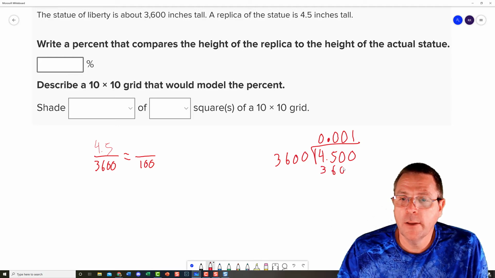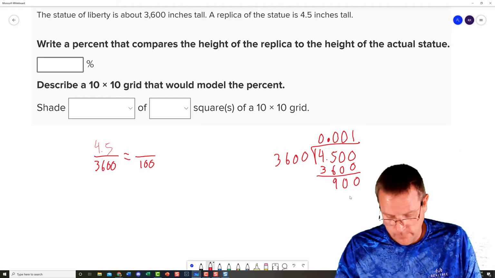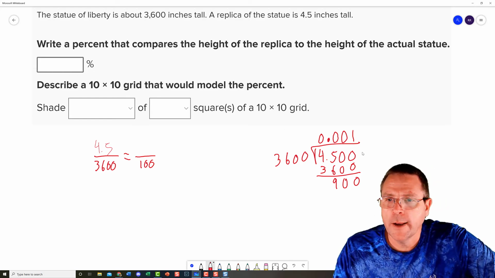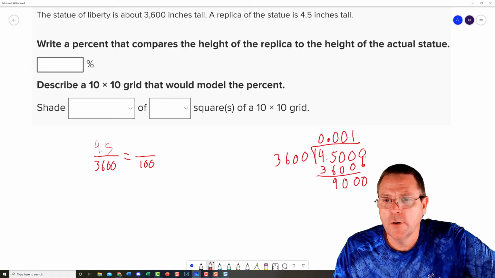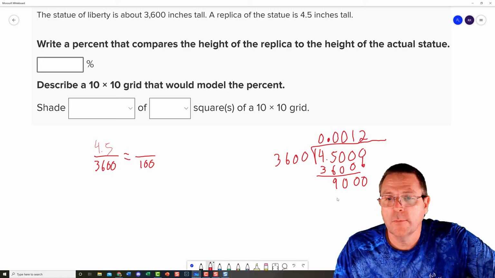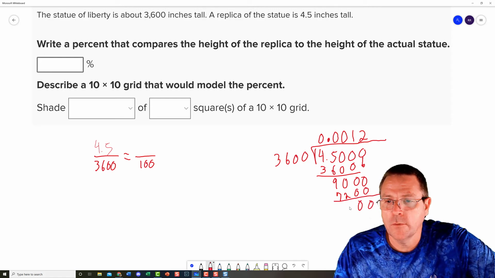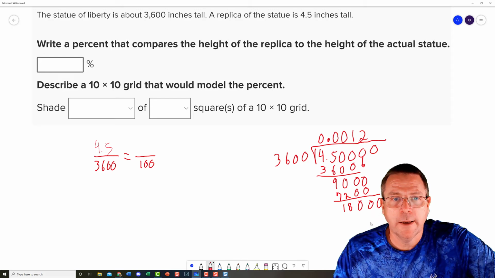You multiply that, you get 3,600. Subtract that out, and you're going to have 900 left over. From here, we're going to annex in another 0 and bring it down. So how many times is 3,600 going to go into 9,000? The answer to that is going to be twice. And 2 times 3,600 is going to be 7,200. And when we subtract that out, we're going to get 1,800 here. And we're going to annex in another 0 and bring it down.